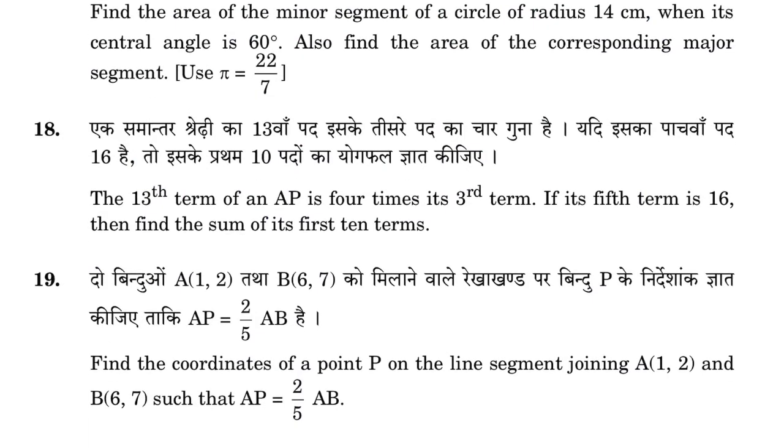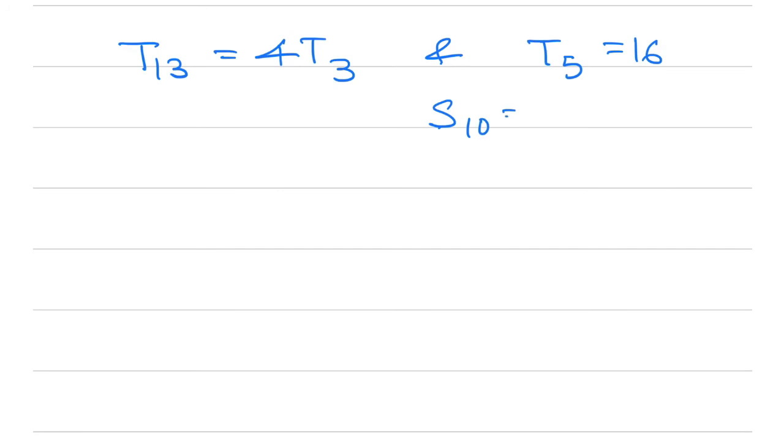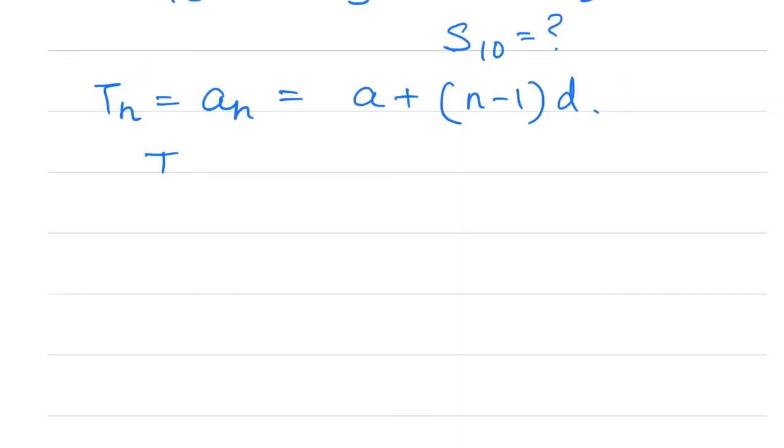Question 18. In this question, we are given that the 13th term of an AP is equal to 4 times its third term, and we are given that the 5th term is equal to 16, and we have to find the sum of its first 10 terms. Now we know Tn or An is equal to a plus (n minus 1) into d. Therefore, T13 is equal to 4 times T3.